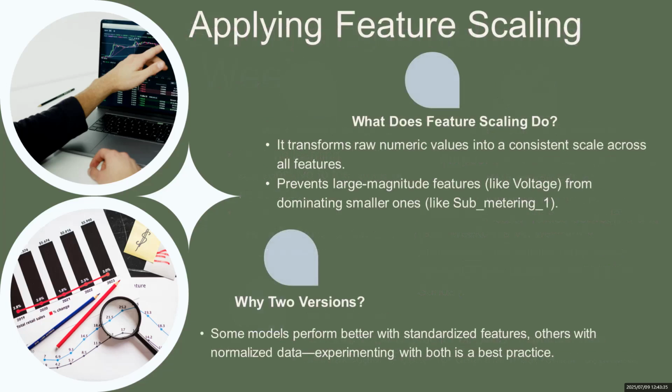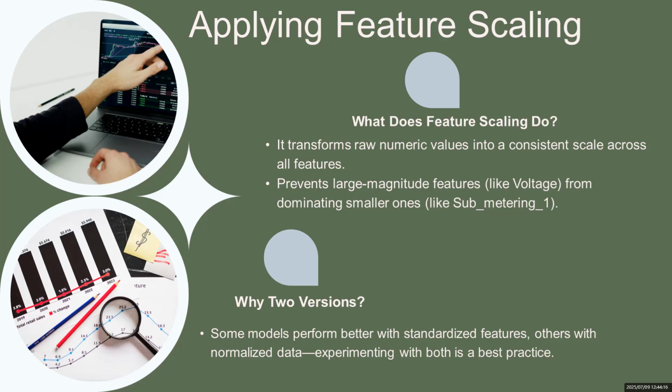Okay, applying feature scaling. What does feature scaling do? Feature scaling transforms raw numeric values into a consistent scale across all features. It prevents large magnitude features like voltage from dominating smaller ones like submetering. So if this happens during training, then the model will become biased, focusing on the features with large magnitude. So this is why it is important that we do feature scaling.